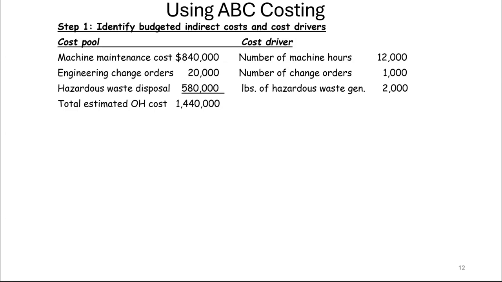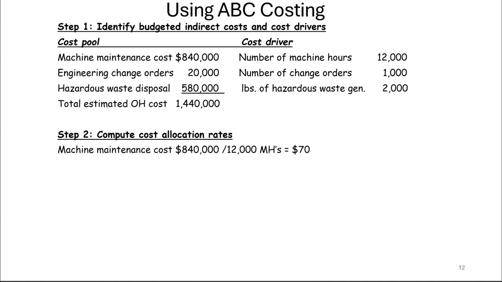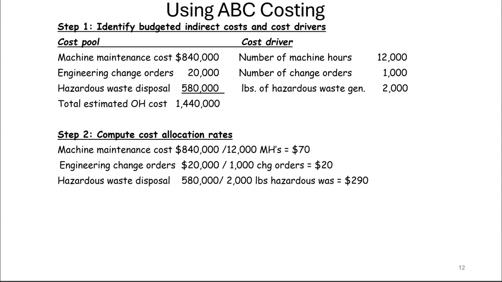So we've identified our indirect costs and our cost drivers. Now we can compute our rates based on maintenance machine cost, engineering change orders, and hazardous waste disposal. So now we ended up with 3 rates to allocate the total overhead versus 1, which is the plant-wide one. So now let's actually allocate to see what's going to be our difference.